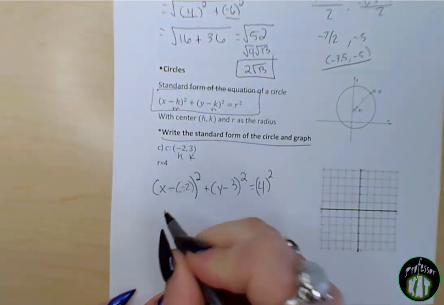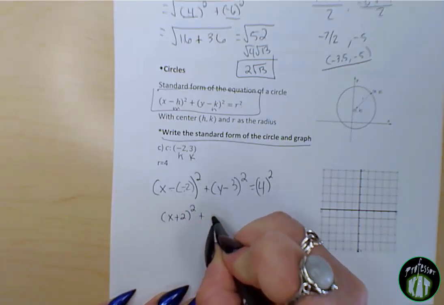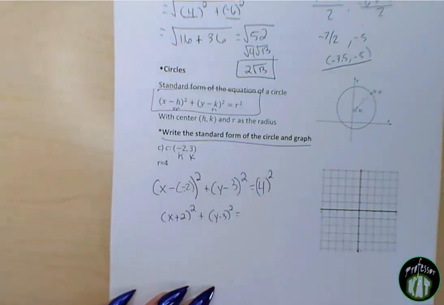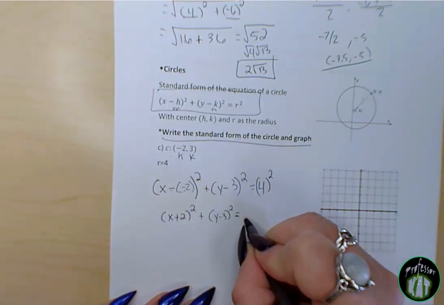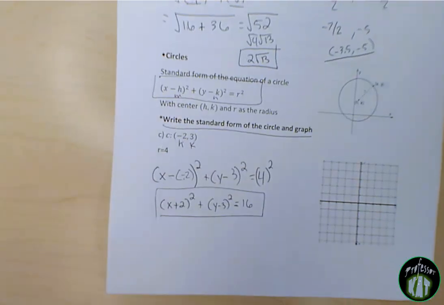So x minus a negative 2, that is actually x plus 2, squared, plus (y − 3)², just drop that down, there's nothing to simplify, is going to equal 4 squared. 4 times 4 is 16. So that is the formula for this equation of a circle here.